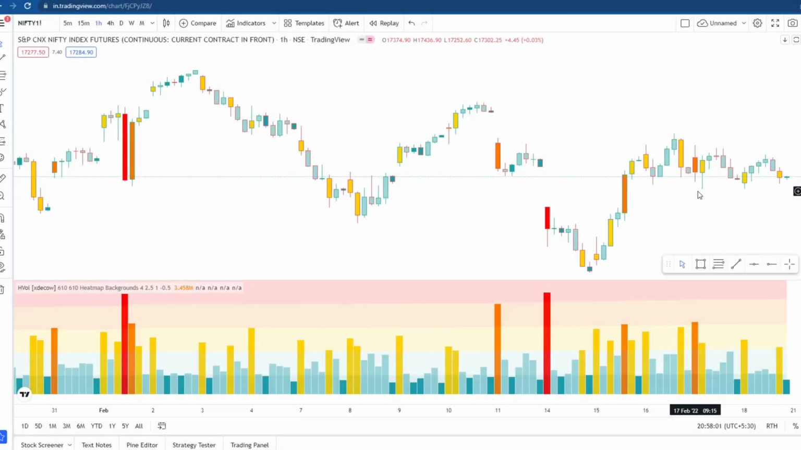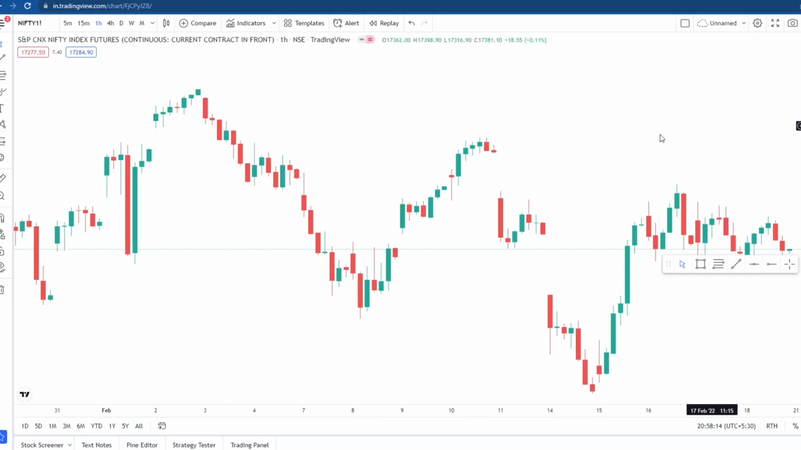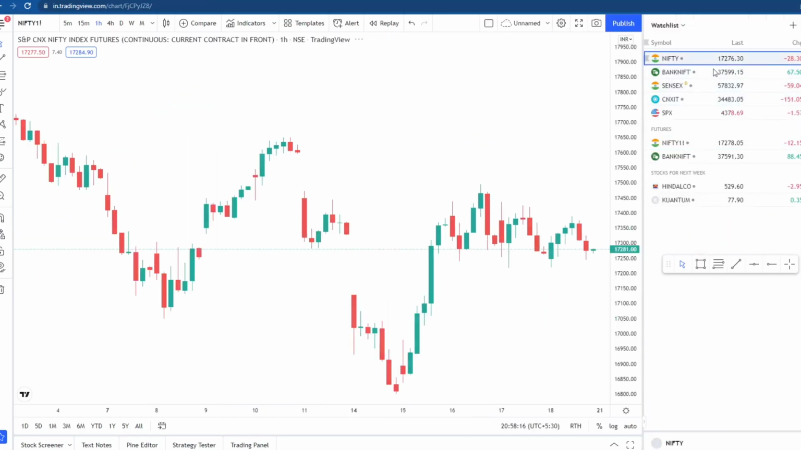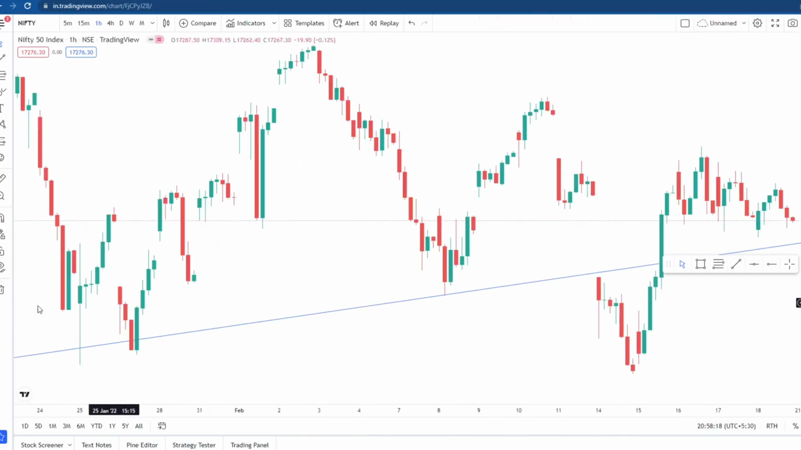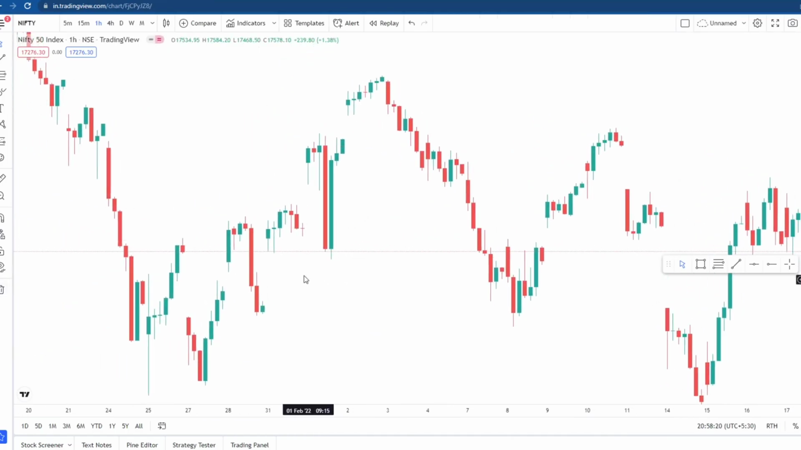So now you're seeing the Nifty futures on a 1 hour time frame. As you can see here, there are many gap downs as well as gap ups. I'll just delete this so that it will be more comfortable for you to understand, or else I'll just open Nifty itself. Okay. So as you can see, there are gap ups, there are gap downs.